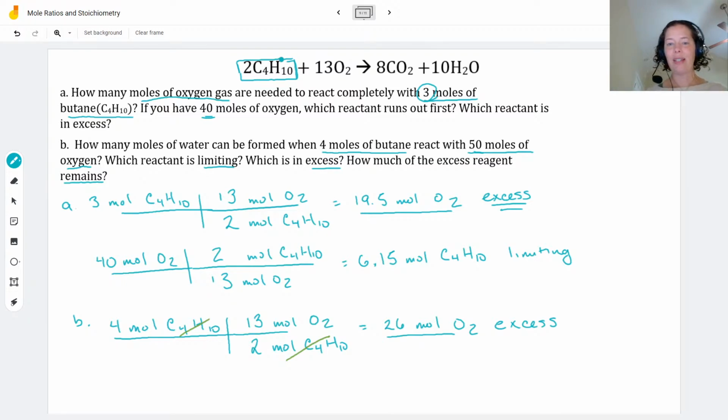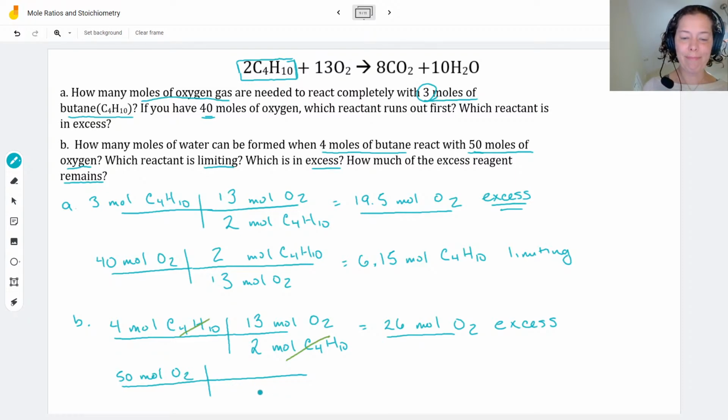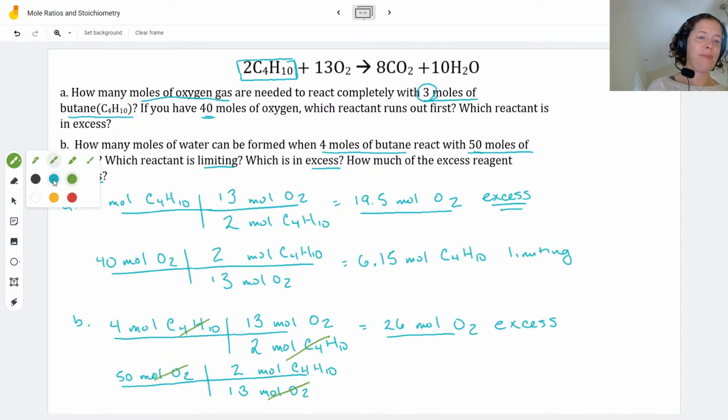So let's say you decided to test oxygen. Then you would say you have 50 moles of oxygen. If all of that oxygen is going to react, how much butane do you need to make that happen? My moles of oxygen need to cancel, and I need to convert to moles of butane. This is getting a little crowded. This is going to be 13 to 2 again. Moles of O2 cancel this time.